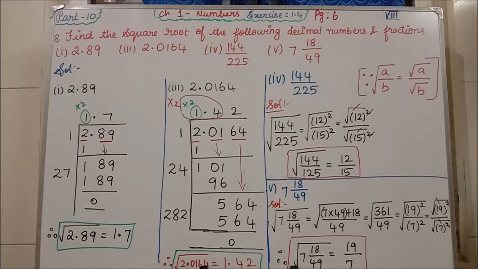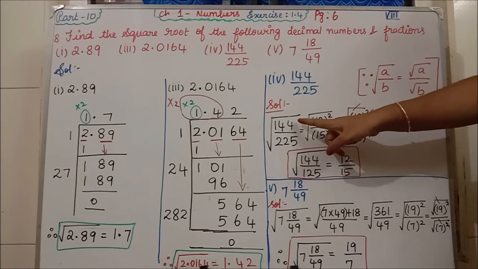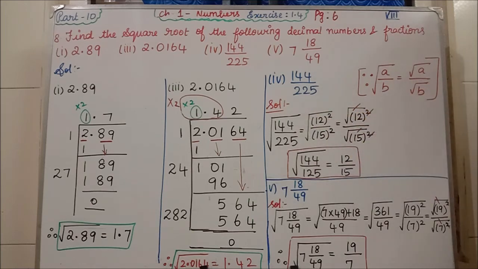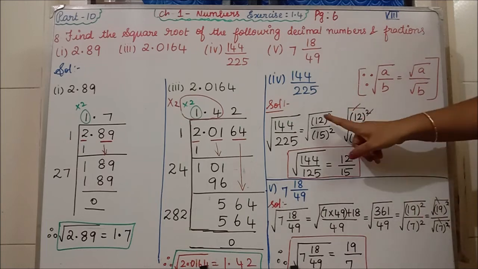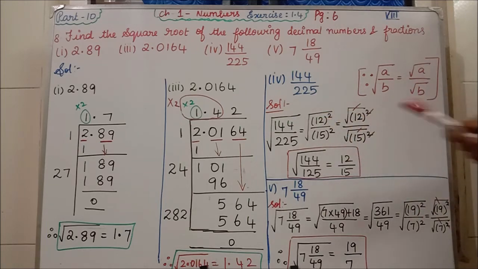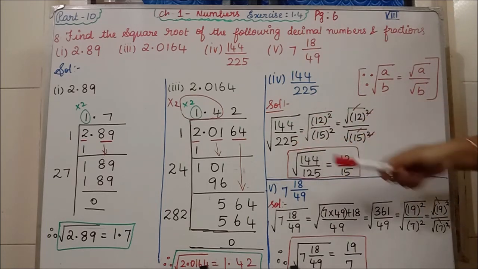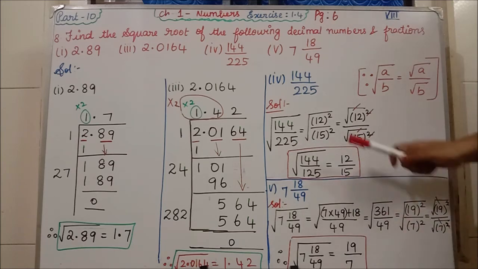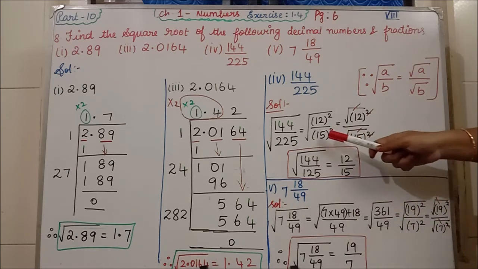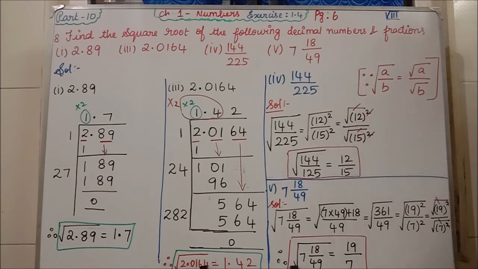Students, I told you in the first introduction part of the part 10 video, you have to be thorough with 1 to 30 square numbers. Okay, so 144 is what square number? Means 12 whole square number. 12 into 12 is 144. So here I am writing 12 the whole square, divided by 225 is what square number? That is 15. So I am writing here 15 the whole square. Clear?